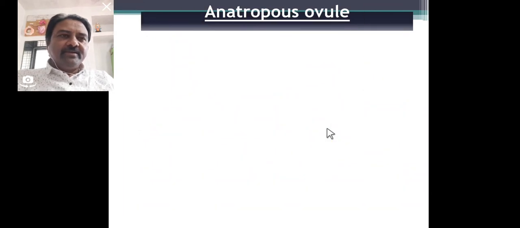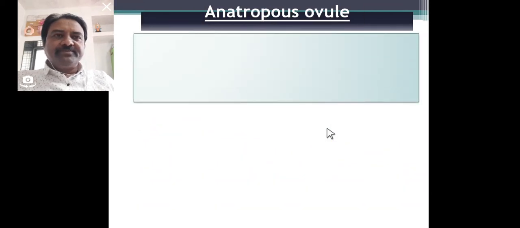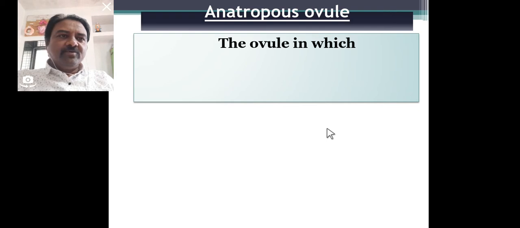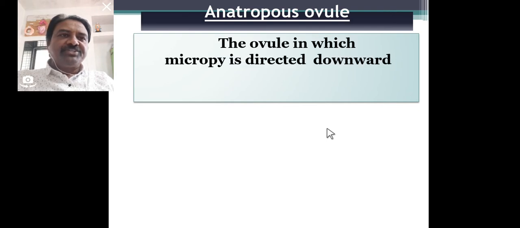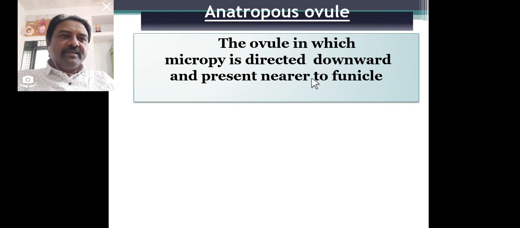Here, anatropous ovule means the ovule in which the micropylar end or micropyle is directly downward and present nearer to the funicle. Such an arrangement of ovule is called an anatropous ovule.